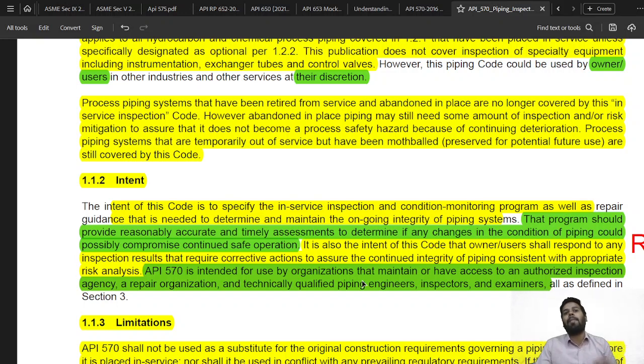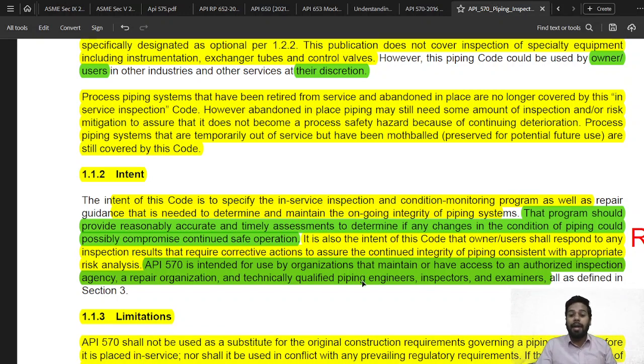But if the pipe is abandoned and you don't have any intention of using it further, then it is not covered by this code. Obviously, you have to keep checking it so that you can understand whether the deterioration that is happening is as per the requirement or not. If yes, then obviously you cannot use this in further service if the deterioration is more than what you have expected. If the deterioration is less than what is expected, then you might re-rate it and use it for some other services.